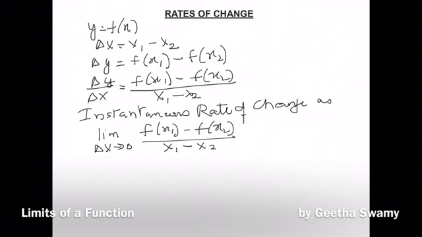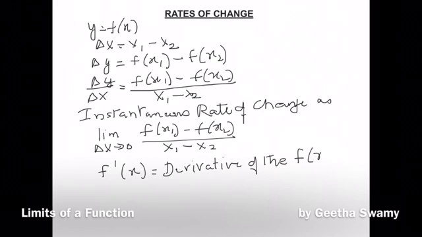This is also called the derivative of the function f of x, and it is represented by f dash of x. So f dash of x is the derivative of the function f of x. This is really the beginning of calculus. Now this wasn't so difficult, was it?